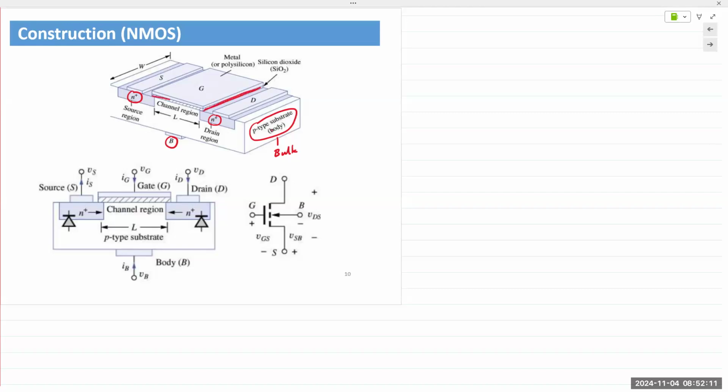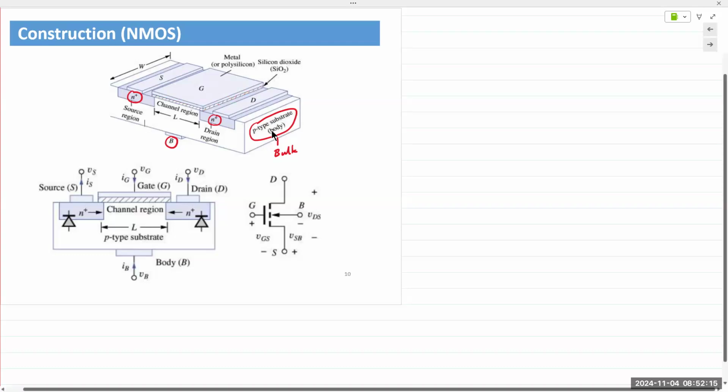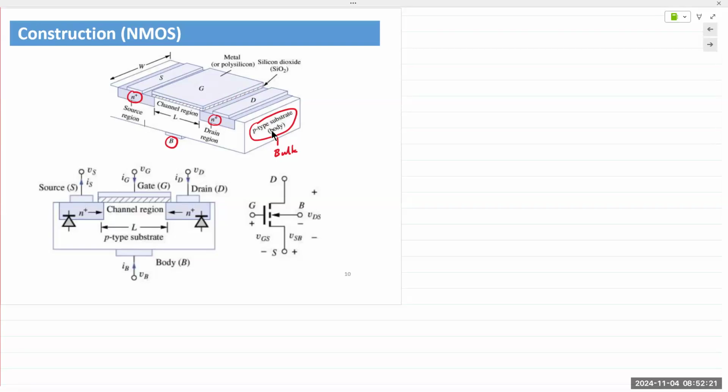that separates the gate from the bulk. Okay. Now, the drain and the source regions are always reverse biased. So they're kept at reverse bias with regards to the bulk. So drain and source are reverse biased with respect to the body of the device.